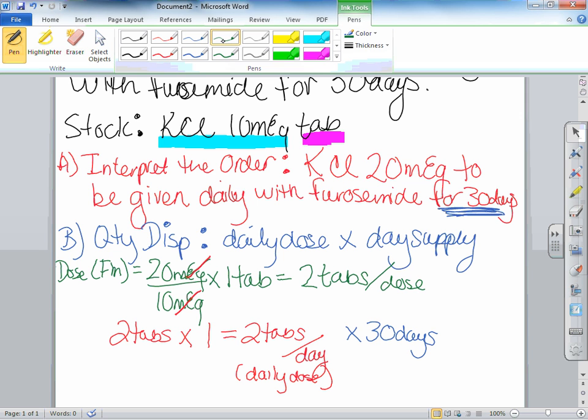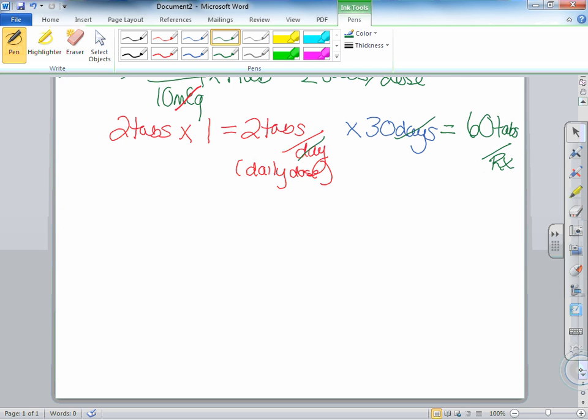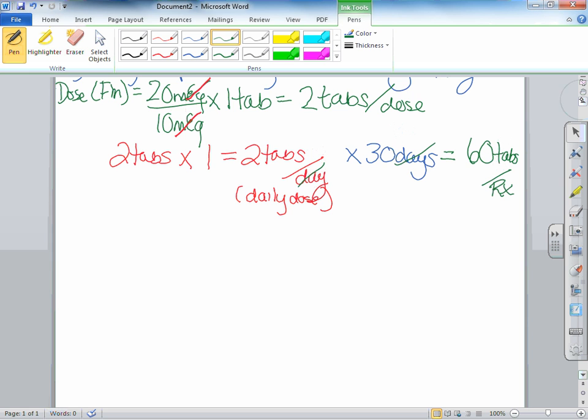As you can see, days cross out, leaving you 30 times 2 is 60 tabs. They're going to need 60 tabs for the entire prescription per RX. They're going to need 60 tabs to be dispensed.